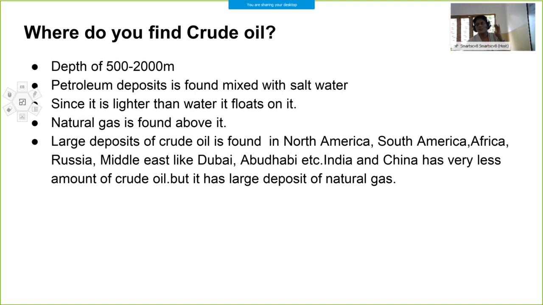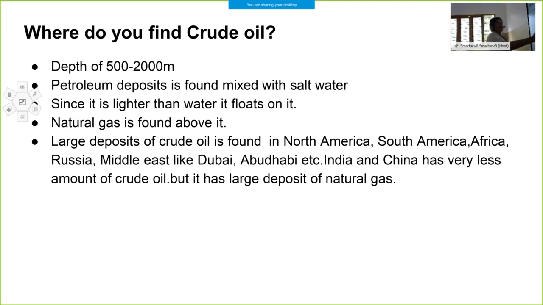So now we saw what petroleum is and how petroleum is formed. Petroleum is also a fossil fuel. It is an exhaustible natural resource. It takes millions of years for its formation. It is not obtained in 2 weeks or 3 weeks. It takes millions of years for the formation of petroleum. So we have to be very careful.